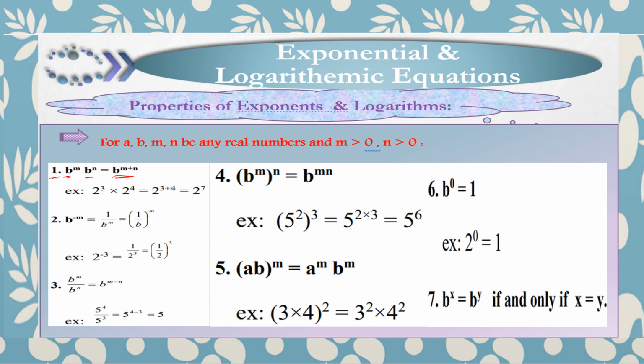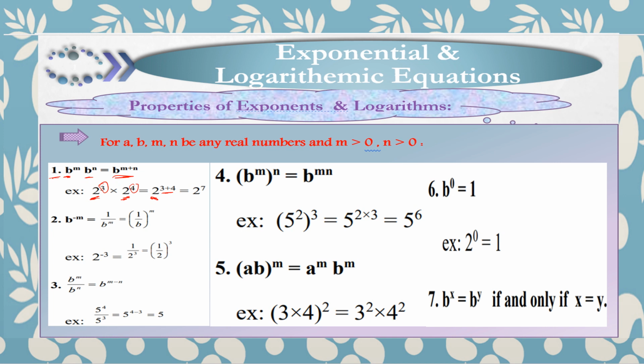Let's have an example. 2 to the power 3 times 2 to the power 4. We have here the same base, which is 2, but different exponents, 3 and 4. Then this equals 2, the same base, to the power 3 plus 4, and this equals 2 power 7. So in the multiplication rule, if we have the same base but different exponents, we take one of these numbers as the base and add the exponents.